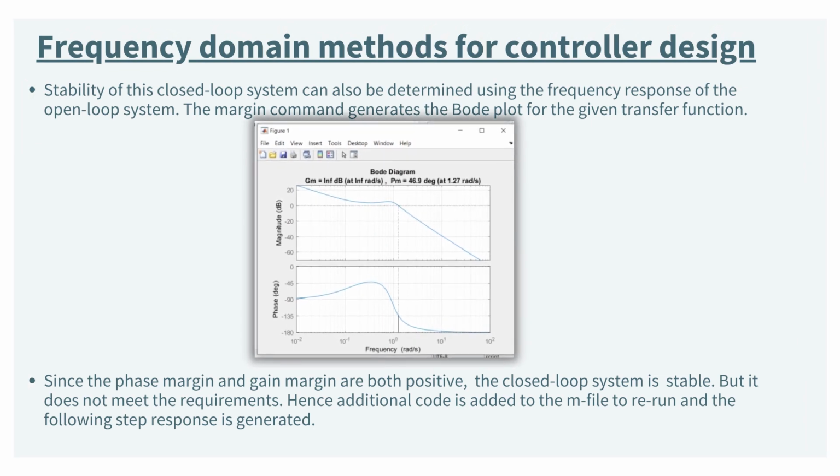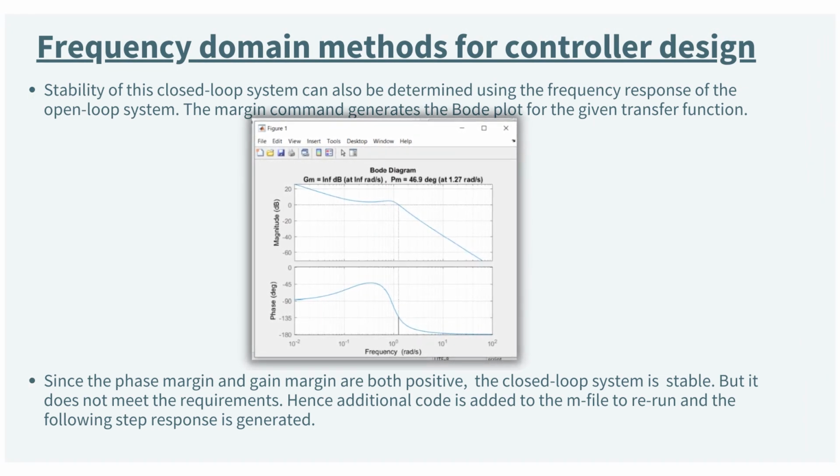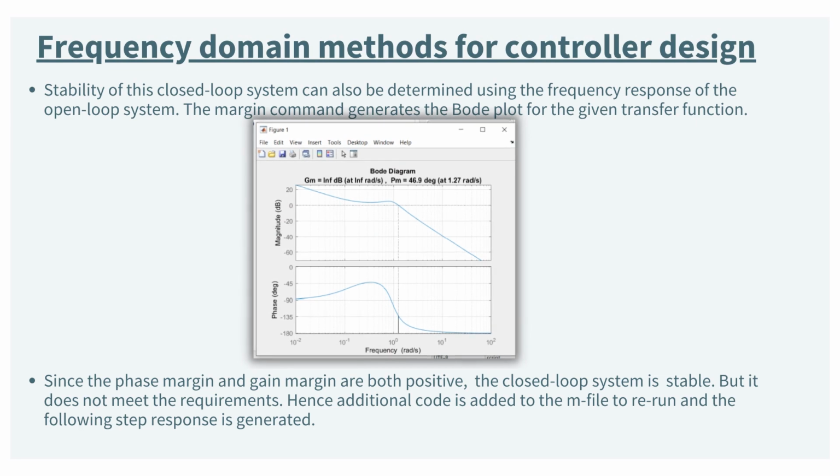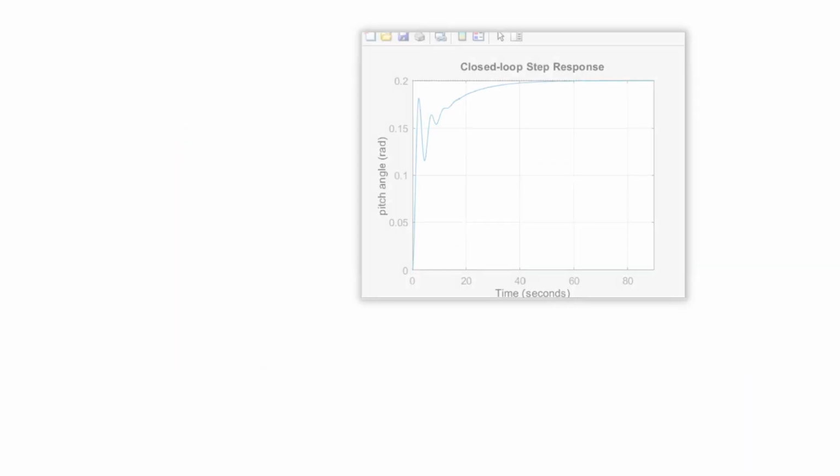The margin command generates the Bode plot for the given transfer function with annotations for gain and phase margin. And it indicates a stable closed loop system because both the gain margin and the phase margin are positive. To be more specific, the phase margin is 46.9 degrees and the gain margin is infinite. But since it does not meet the requirements, additional code is added to the M file and rerun, and the following step response is generated.